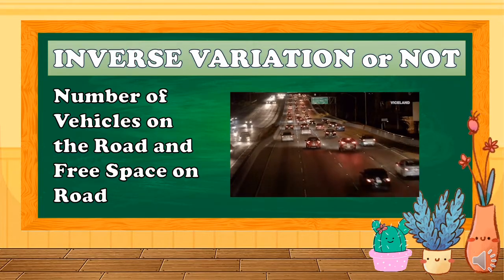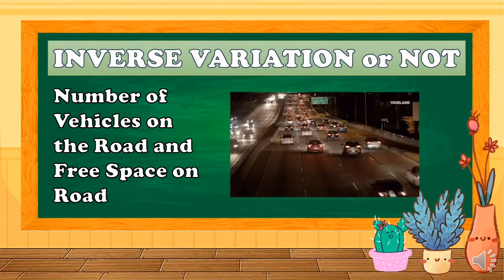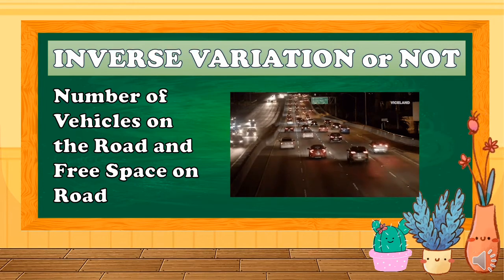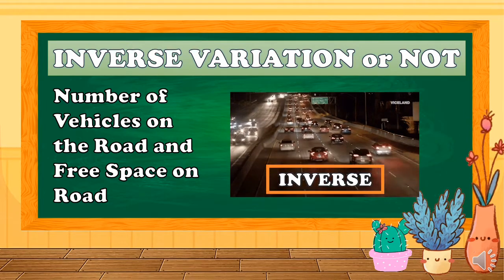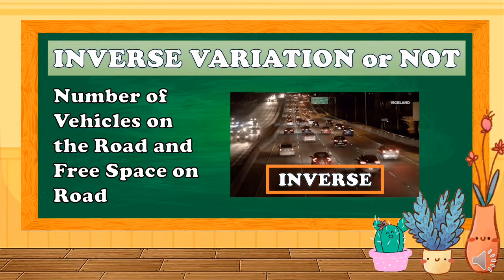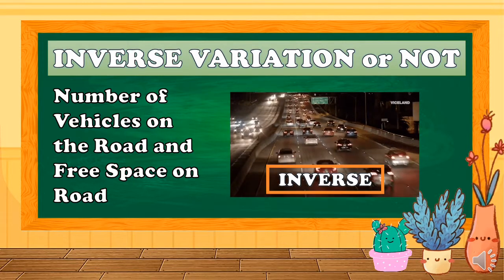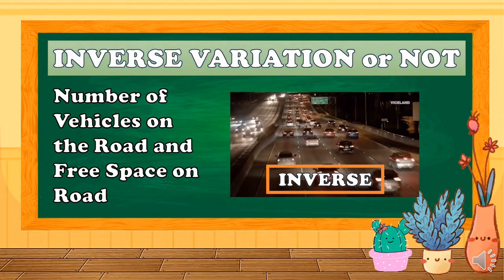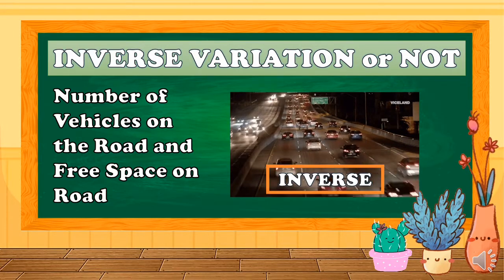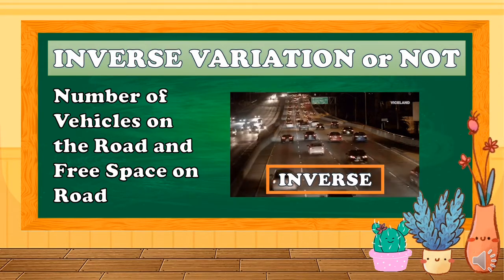Last, number of vehicles on the road and free space on the road. Inverse variation or not? Very good. It is considered as inverse because more vehicles would cover more area of the road, thereby leaving less empty space, and fewer vehicles would need comparatively less area of the road. Therefore, it provides more empty space. Hence, it illustrates inverse variation.